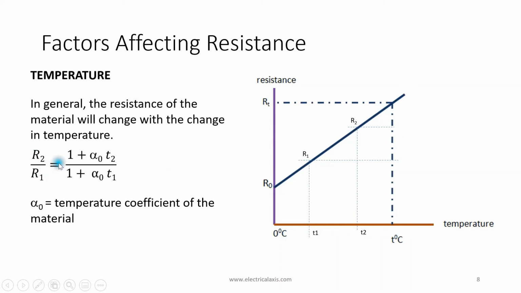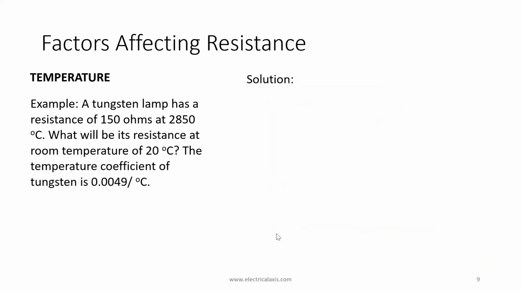R2 over R1 is equals to 1 plus alpha 0 multiplied by T2 all over 1 plus alpha 0 multiplied by temperature 1. Now the subscript 2 and 1 refers to the final and the initial conditions respectively. Now the alpha 0 here is the temperature coefficient of material, while the R0 is the resistance of the material at freezing point 0 degrees Celsius. Let's move forward for the example.